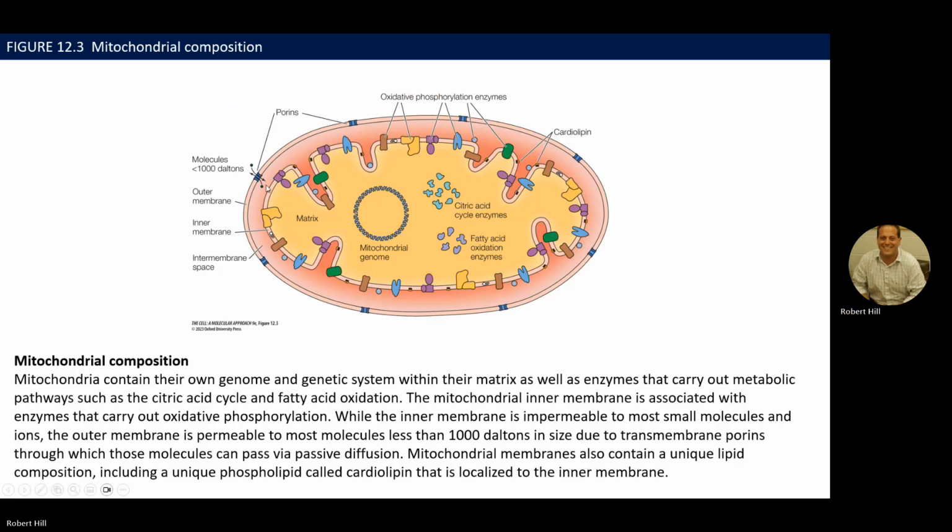Okay. You can see here, if things are smaller than 1,000 Daltons, proteins can move in and out through these pores. But to get something in and out of the matrix is a whole different process and requires signaling. And we'll talk about that later on in the chapter. So what this figure is showing you, these are all the enzymes involved in oxidative phosphorylation and also the electron carrier enzymes that are involved in pumping protons from the matrix to the intermembrane space. Okay.